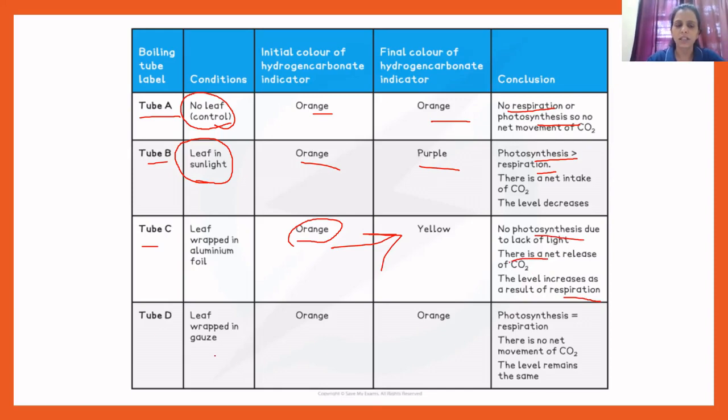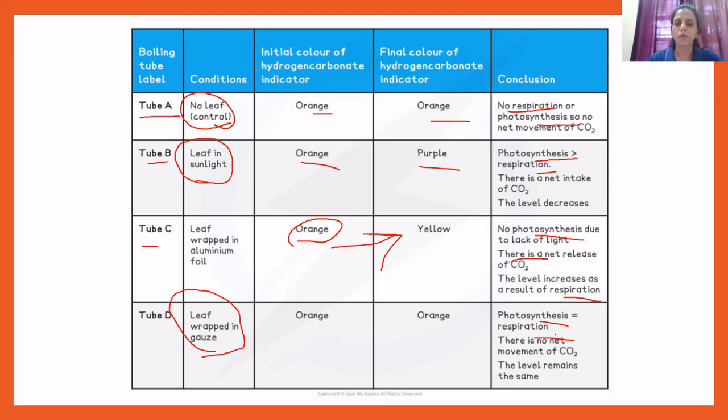And in test tube D, this entire test tube was wrapped in a gauze. So gauze has provided partial light to the leaf. So the rate of photosynthesis was equal to the rate of respiration, because in all three cases, respiration is going on.